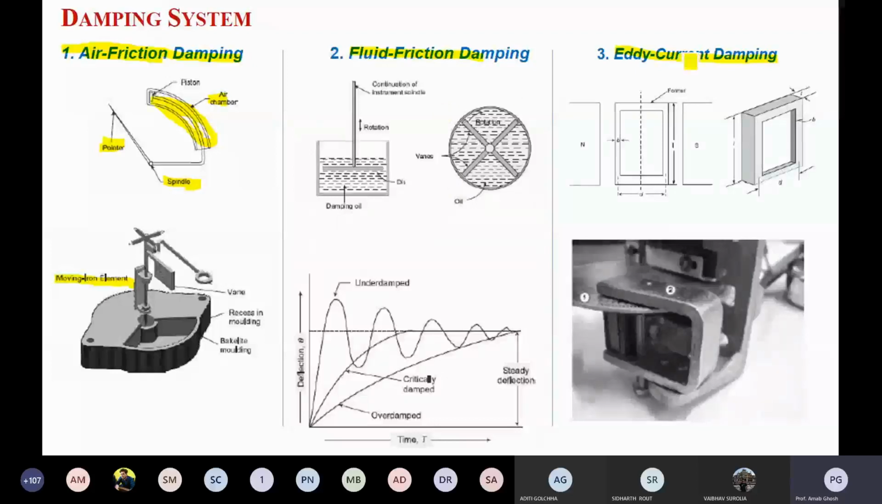I have already discussed eddy current damping. In eddy current damping, you can also observe it in induction type analog instruments. In our homes nowadays we are using digital energy meters. But if you have an analog energy meter, you can see one aluminum disc there, and that disc was rotating.